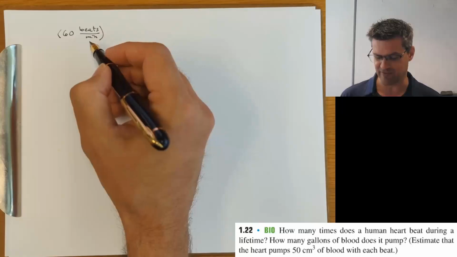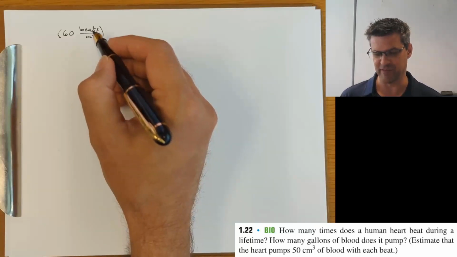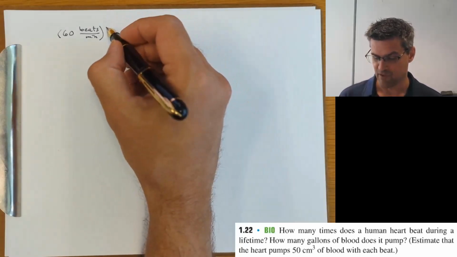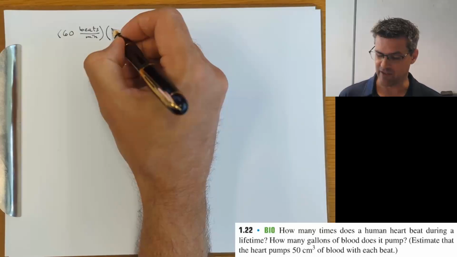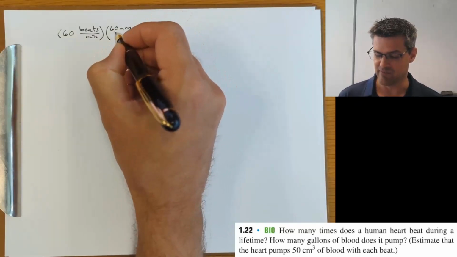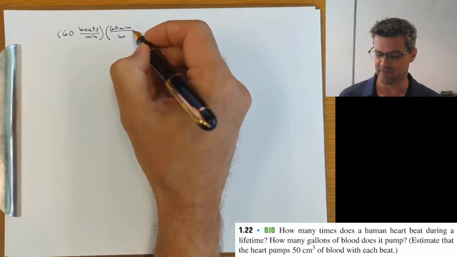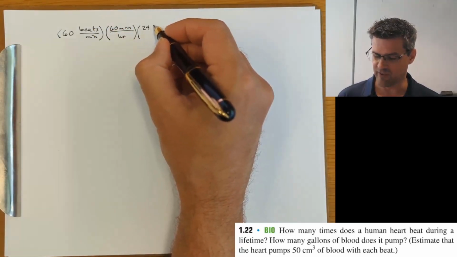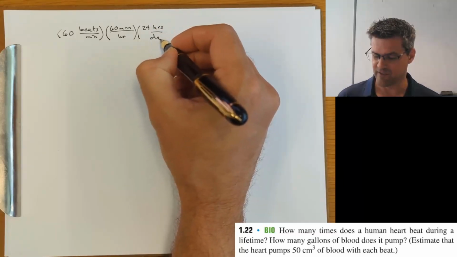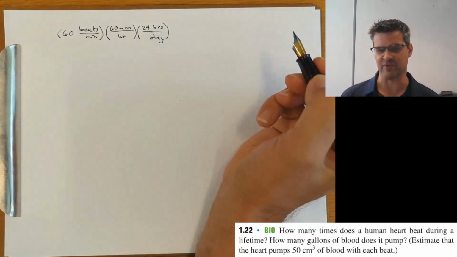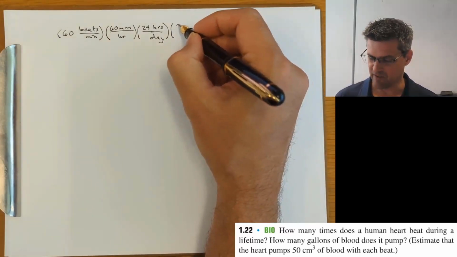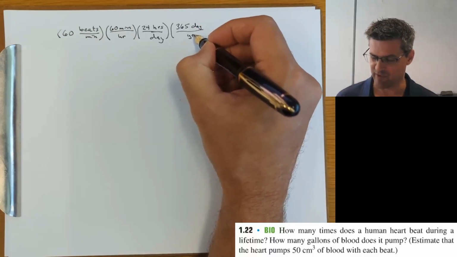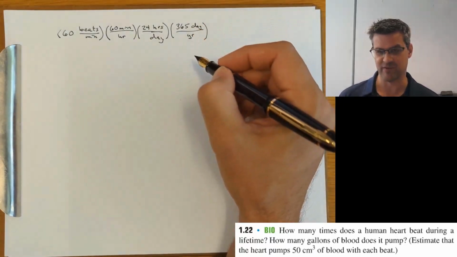But you're not asking for beats per minute. I want to know some certain total of beats in a lifetime. So I might have to do some conversion. I know that there are 60 minutes in an hour. So now I can get beats per hour. I know that there's 24 hours per day. So now I can get beats per day. There are 365 days per year. This gives me beats per year.